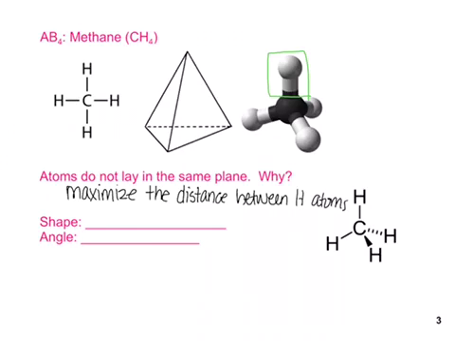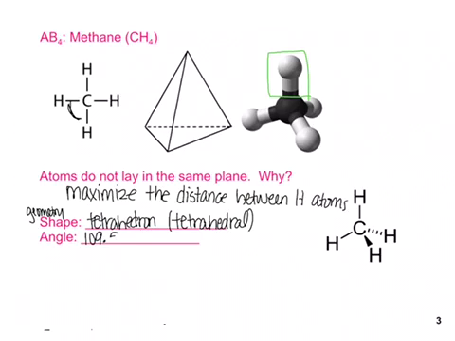And we call this shape, or its geometry, tetra for 4, tetrahedron, or sometimes it's also called tetrahedral. They're the same. And our bond angle between these is now 109.5 degrees.